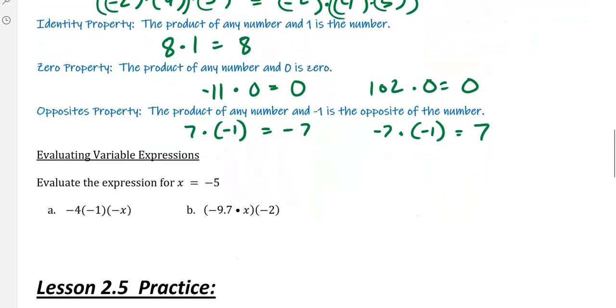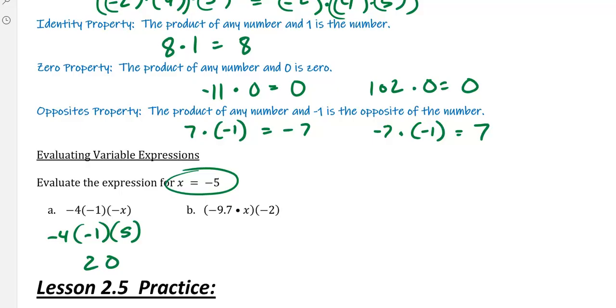So now let's take a look at a couple of problems where we're evaluating the expression where x equals -5. So this first one, -4 times -1 times -x, or the opposite of x. So this would be -4 times -1 times, now the opposite of negative 5 is 5. So that becomes 5. How many negative signs are there? There's 2, so our answer is going to be positive. 4 times 1 is 4, and 4 times 5 is 20. Positive 20.